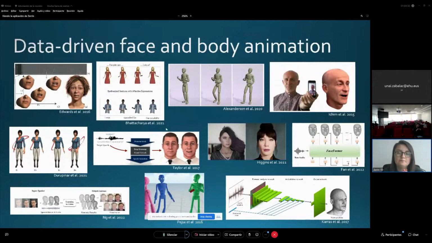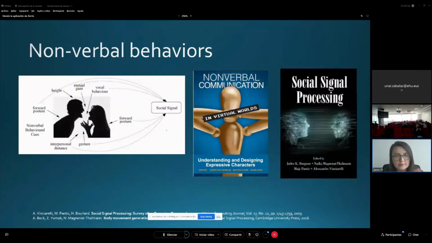Okay, so I have given a bit of an overview so far, and in the next couple of slides, I also want to show the work that we have been doing. But first, I want to start with introducing what nonverbal behaviors are.